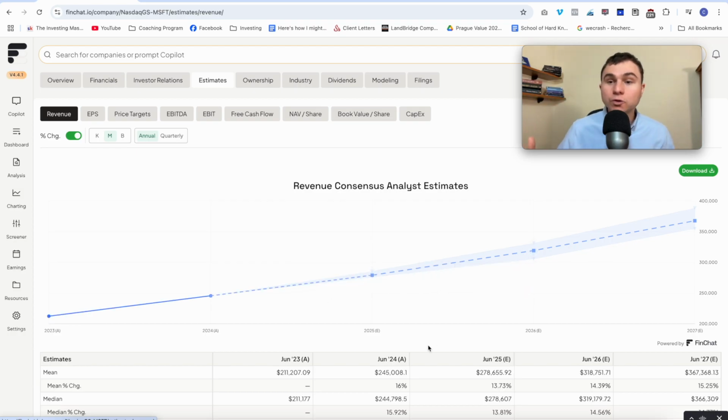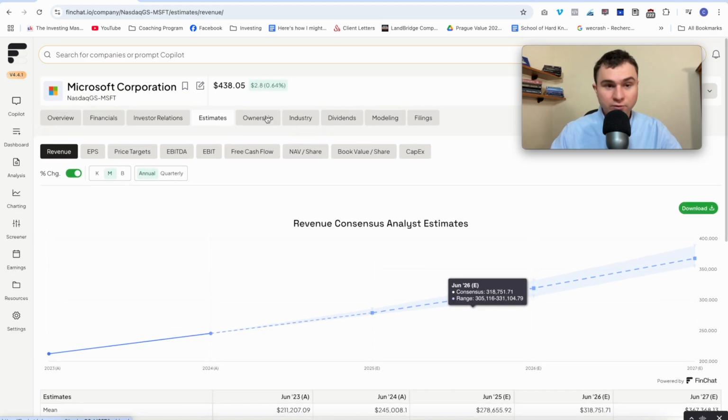You are a contrarian to the market. This is an opportunity for you to buy the stock.